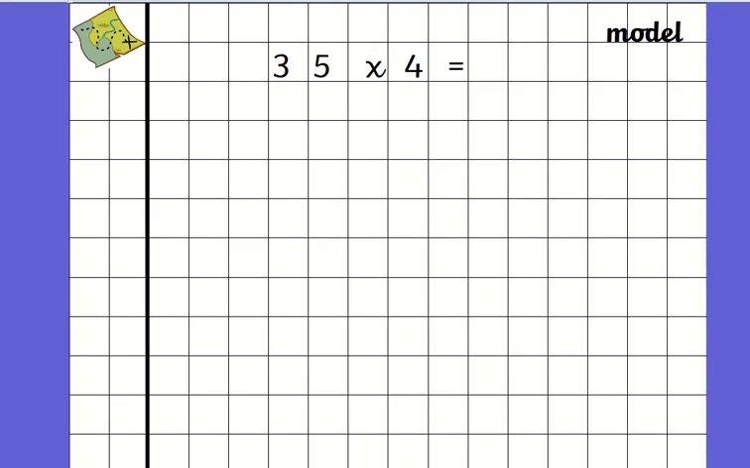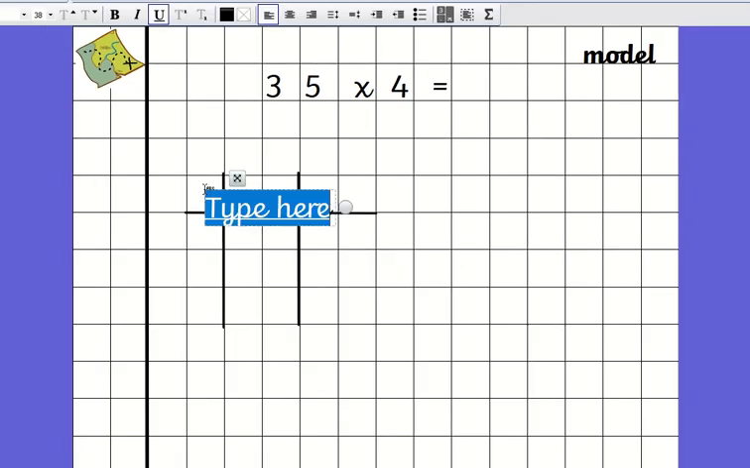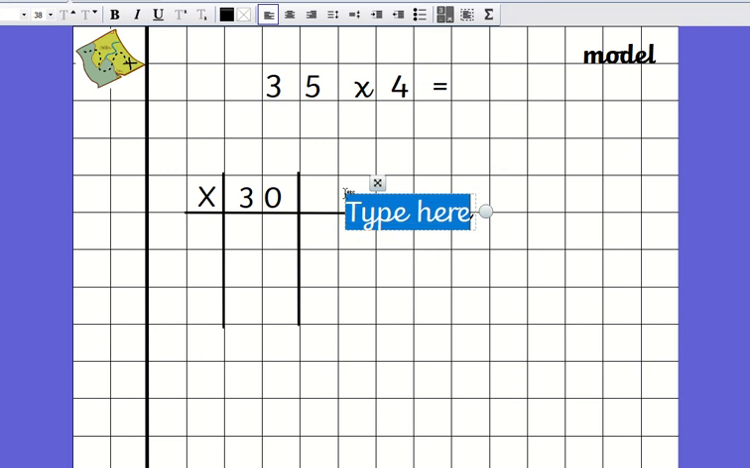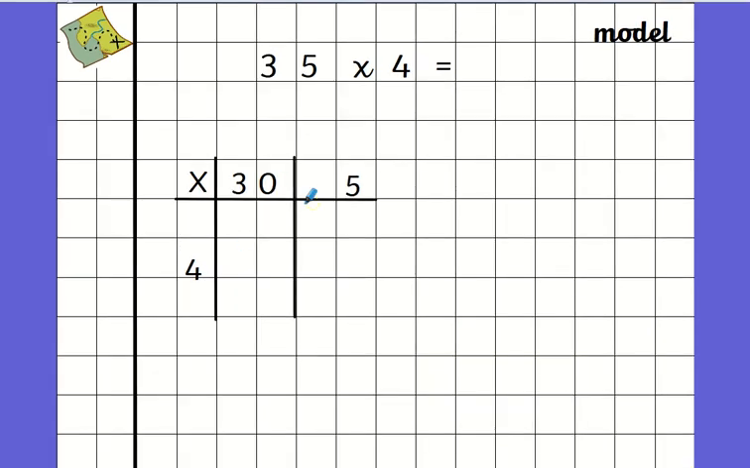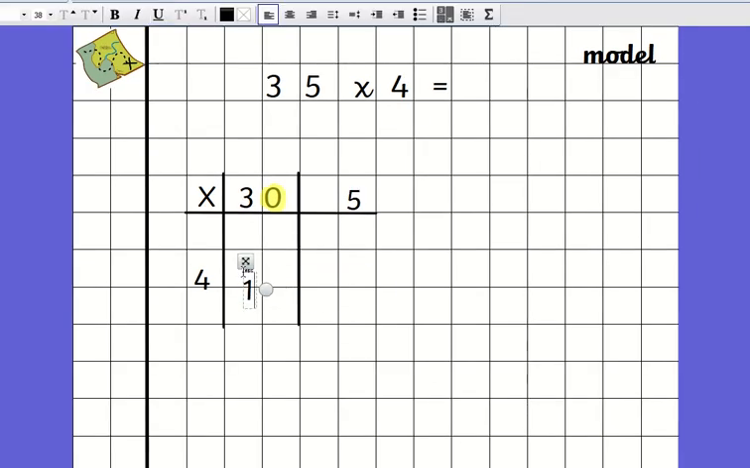So let's draw the grid. Okay, let's fill it in. So partition the number 30 and 5, make 35, and you are multiplying by 4. So I'm going to pretend that this is just a 3. So I'm going to pretend this isn't there. So 3 times 4 is 12.